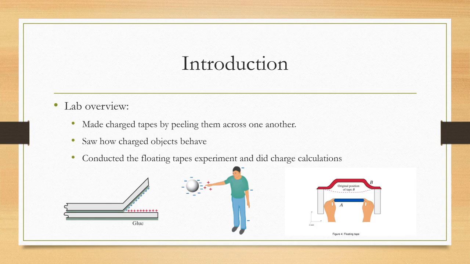For example, when you put your hand, a neutral object, close to the tape, there was attraction because the charge on the tape formed induced dipoles on your hand and the opposite charges from the dipoles in the tape were attracted to each other. In the last part of the lab, we conducted a floating tapes experiment which we used to determine the charge on the tapes as well as the number of excess or deficient electrons. As you can see, we have a couple pictures that illustrate what we did in this lab.